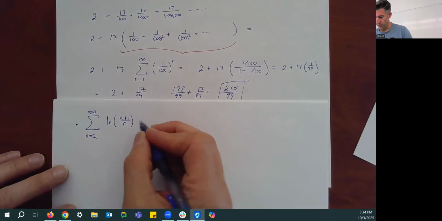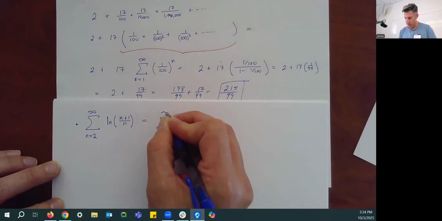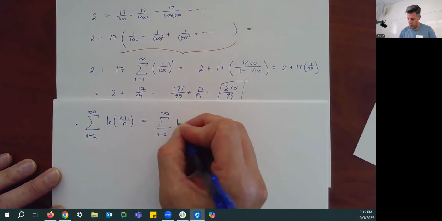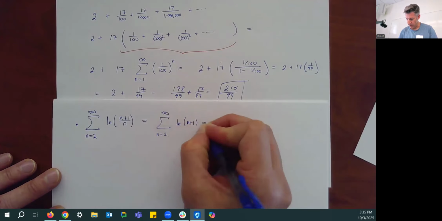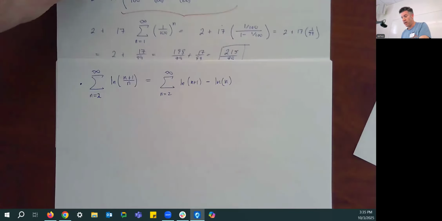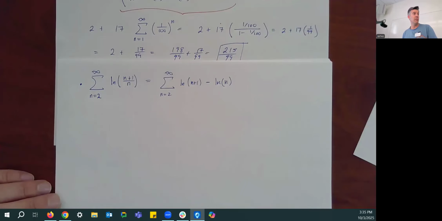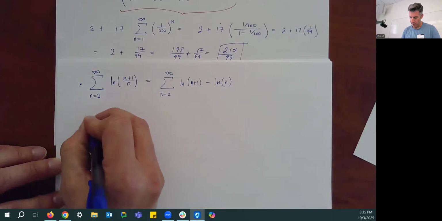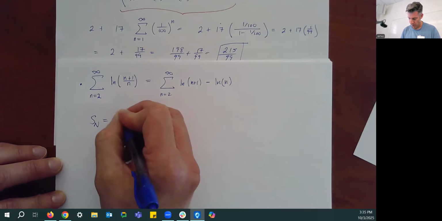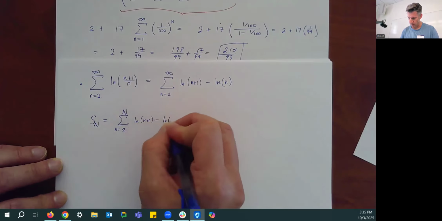Let's see what we mean. First of all, I have to write this in a way where it actually is telescoping. The trick here is to remember that we have rules of logarithms. The natural log of a quotient is equal to the natural log of the top part minus the natural log of the bottom part. And then we're just going to start writing out some terms. I'm going to write out the Nth partial sum. That's going to be the sum from n equals 2 to capital N of the natural log of n plus 1 minus the natural log of n.